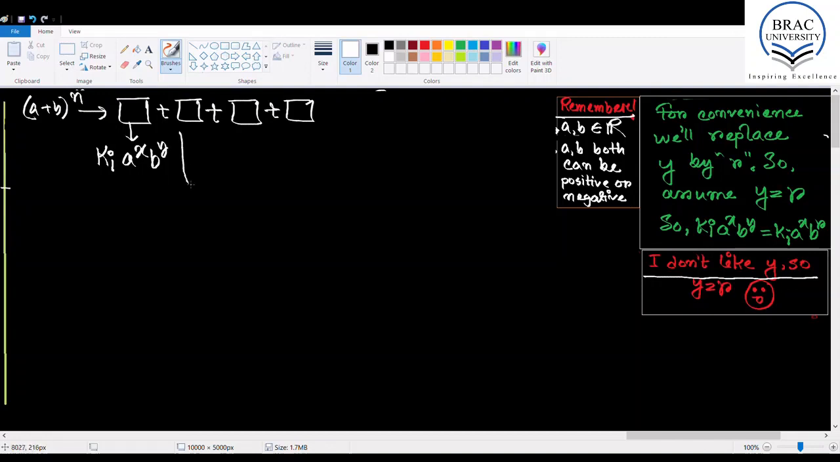For convenience, we will replace y by r. As I said here, I don't like y, so hope you understand. We'll replace y by r. This is not that significant, but for convenience, k a^x b^r in place of y. Okay, so this is the representative term.